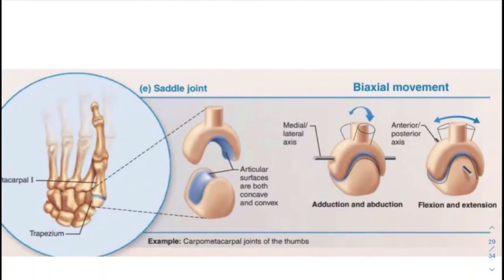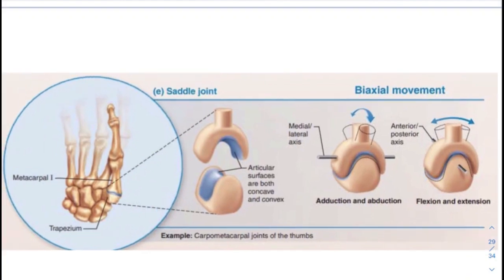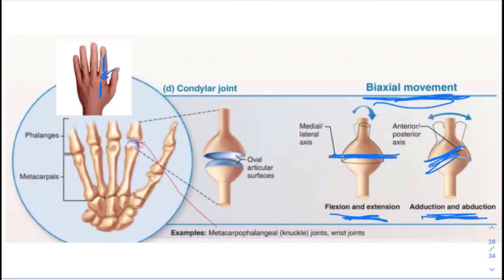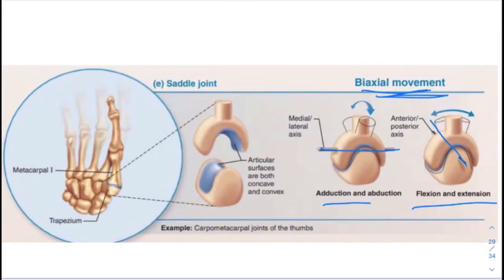Okay, the next type of joint is the saddle joint. Again, it's biaxial movement because you have two axes. You have this axis here, the medial lateral axis, and you have the anterior posterior axis. And the movements allowed are adduction, abduction, flexion, and extension. So whenever you have biaxial movement, you're going to have flexion, extension, abduction, adduction, just like in the previous joint, which was the condylar joint.